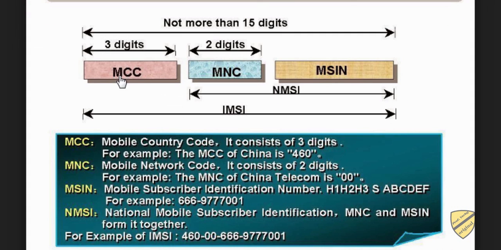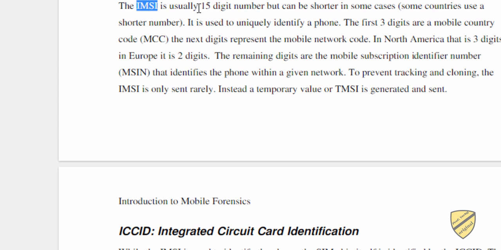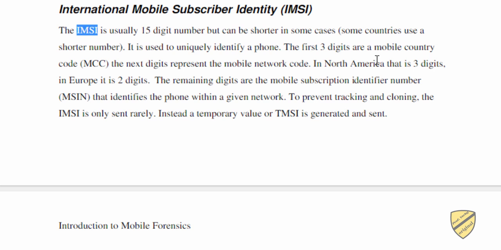Alright, so again, your mobile country code, and you can go out there and just look up the list of codes if you need to find the country code. The second one is the network code, so that would be like your Verizon, AT&T, and then your MSIN, mobile subscriber identification number, right there. First 3 digits, yeah, okay.